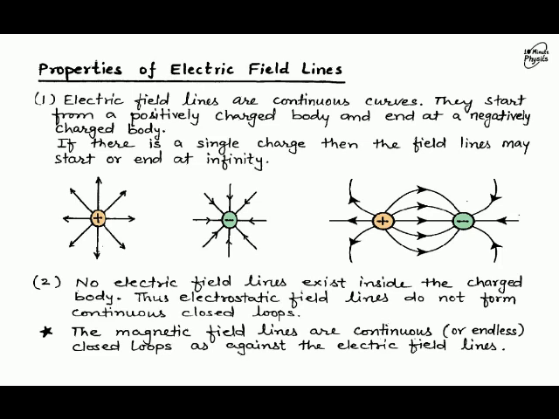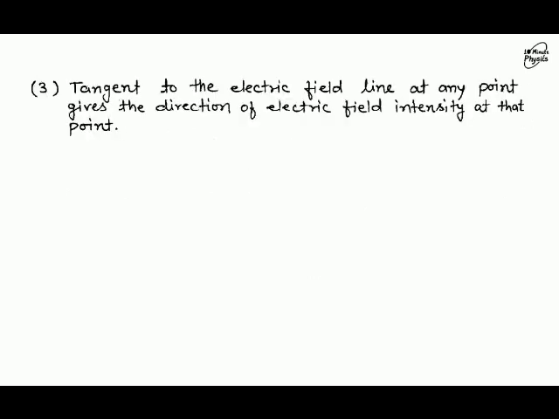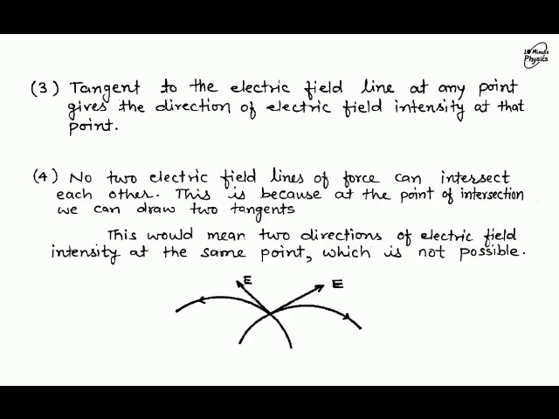The first property is that electric field lines are continuous curves and they start from the positive end and end at the negative end. The second property is that electric field lines do not exist inside a charged body. They will be on the outer surface of this charged body. As a result, electric field lines are not closed loops. Electric field lines do not form a closed loop. So that is the second property.